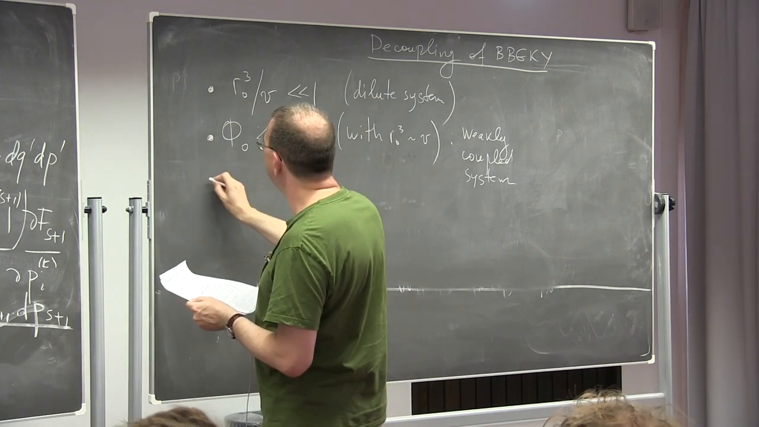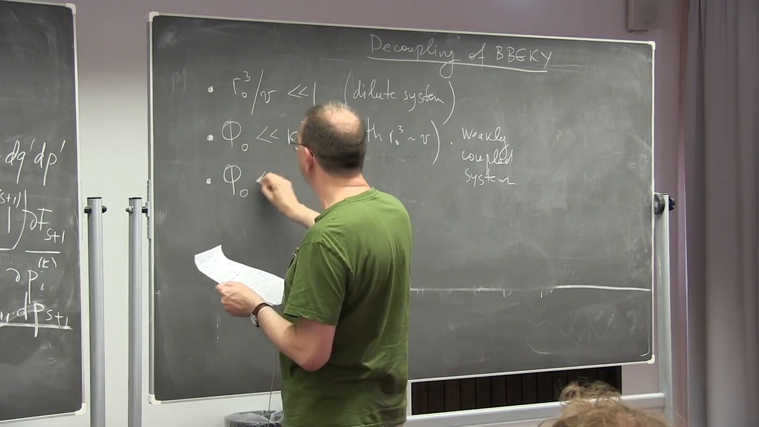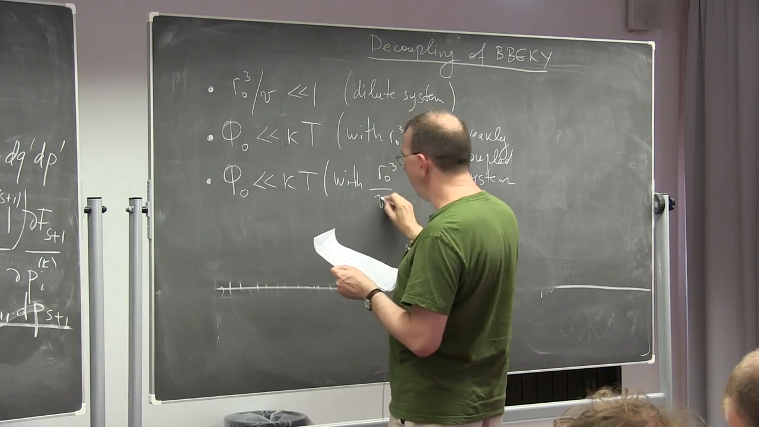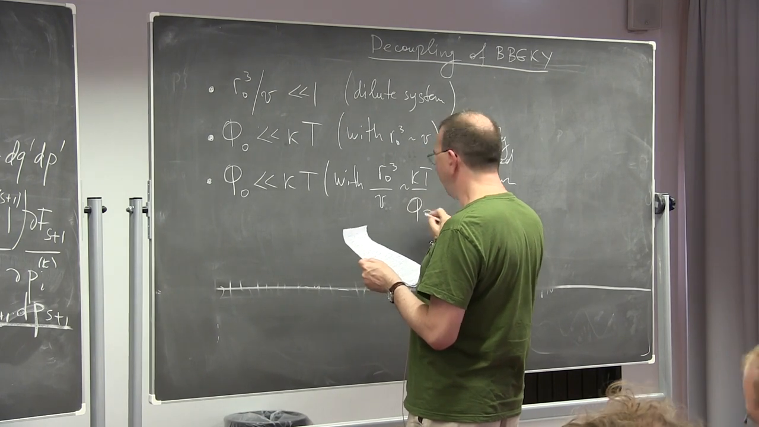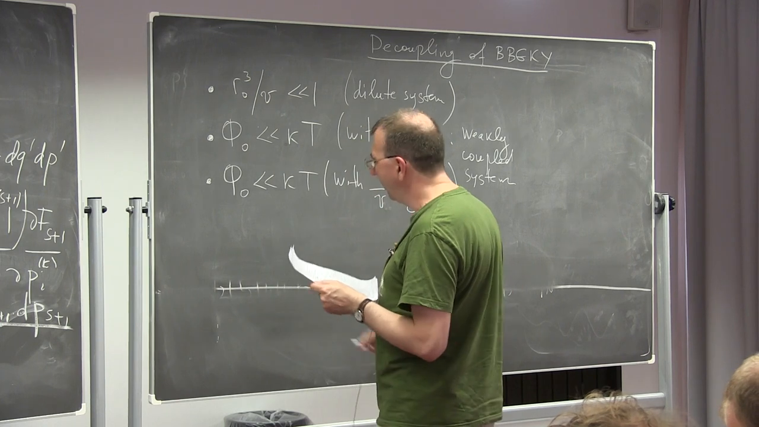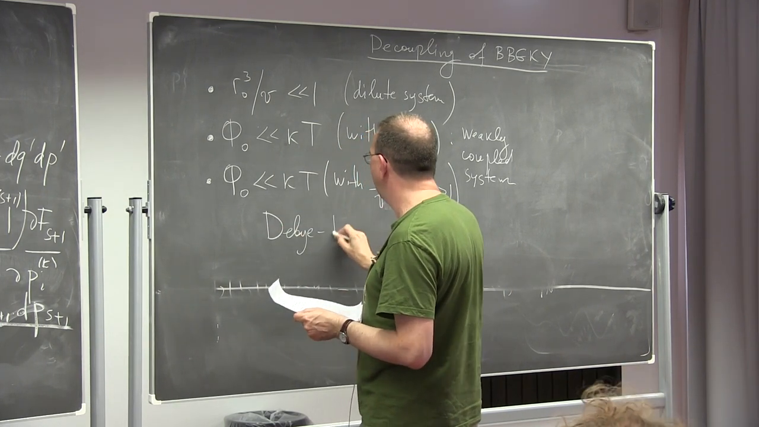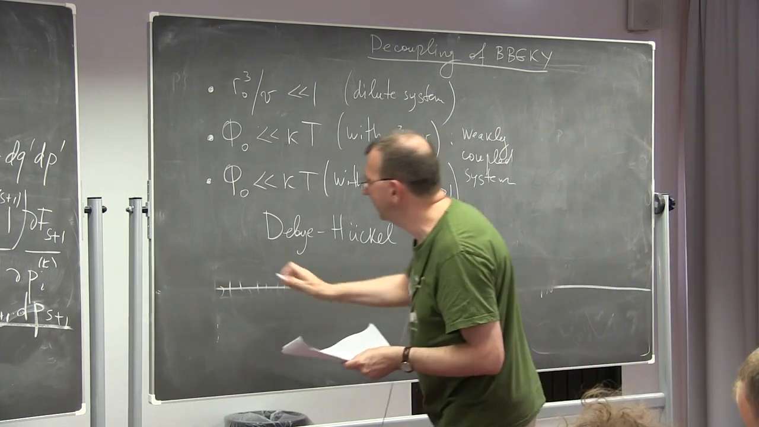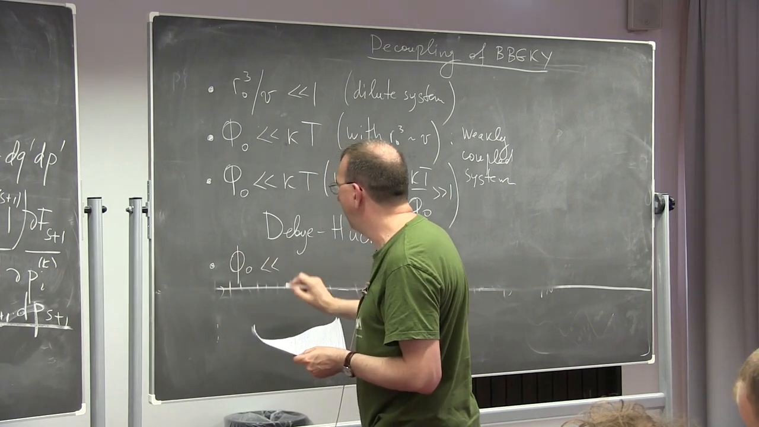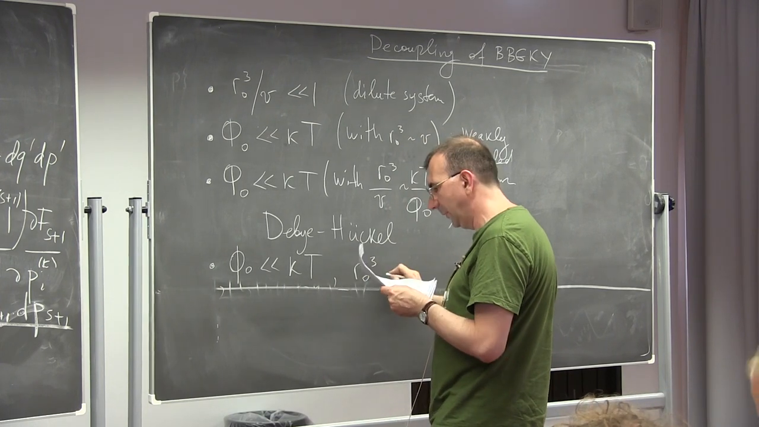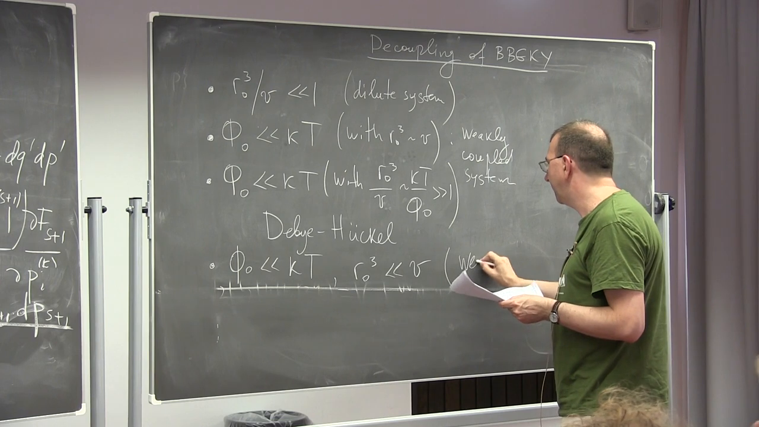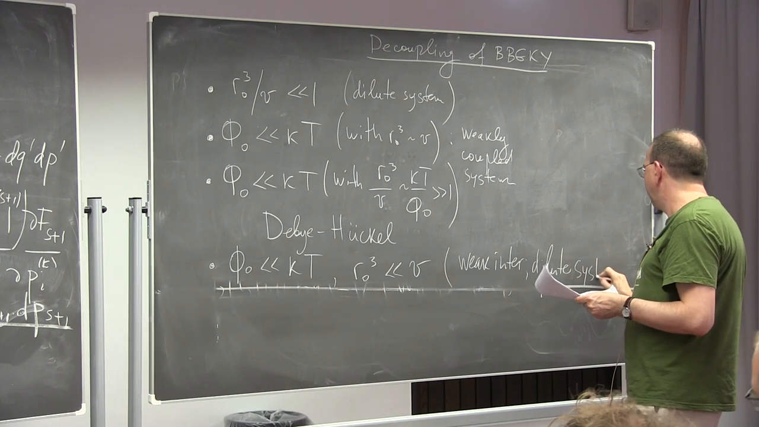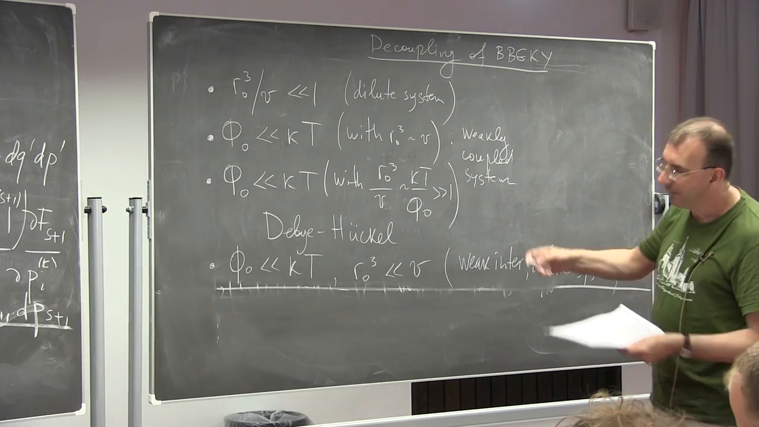Then there is another condition where you can decouple, and this condition is still a condition of weak coupling, but now R0 cube over v is of the order of kT over phi naught, and this is much greater than 1. So there is this regime, which is known as the regime of Debye and Hückel. Pretty important for practical applications. And then finally, there is regime number 4, where you have phi naught much less than kT, and R0 cube much less than v. So this means weak interactions in a dilute system, which is not very interesting because this means essentially an ideal gas, maybe with little corrections. So there are these 4 cases.